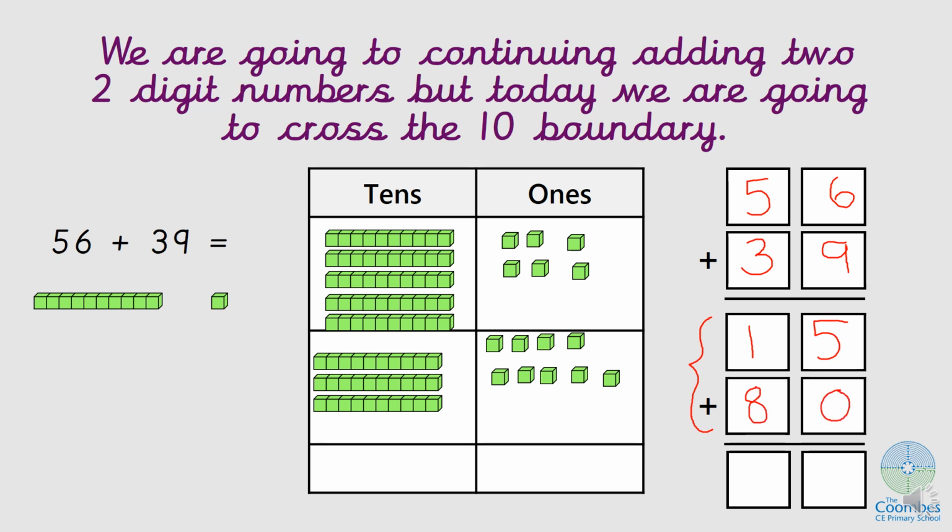So now we're adding up the expanded part. We're adding 15 add 80. So let's look at our ones. 5 add 0 is 5. And 1 add 8, 9. So we've added our ones, added our tens. So 5 add 0 is 5. 1 ten add 8 tens is 9 tens, 95. So 56 add 39 is 95.